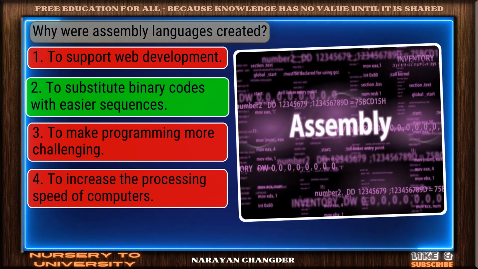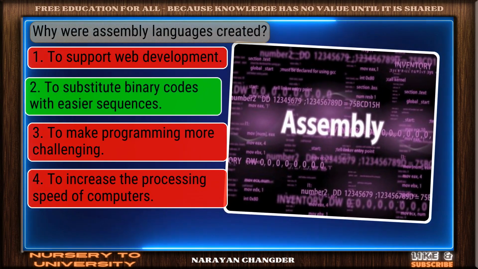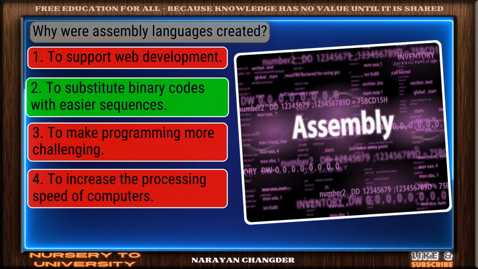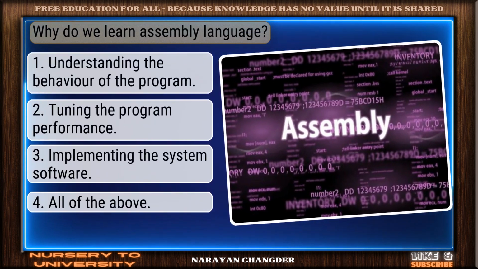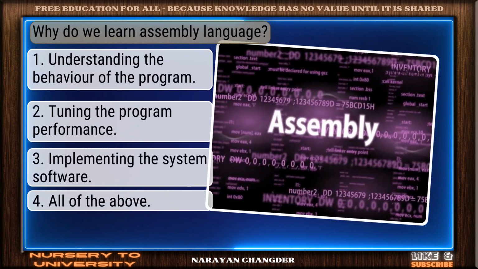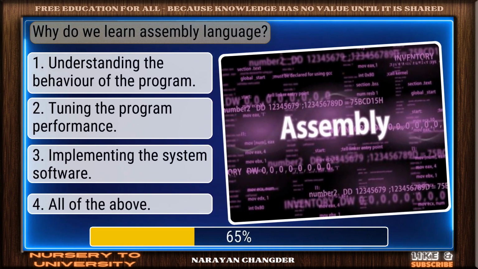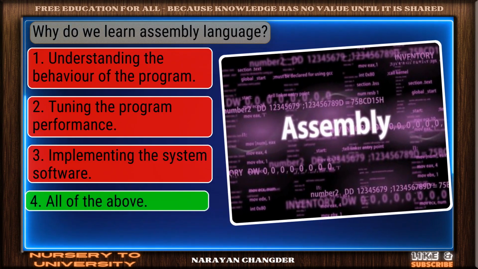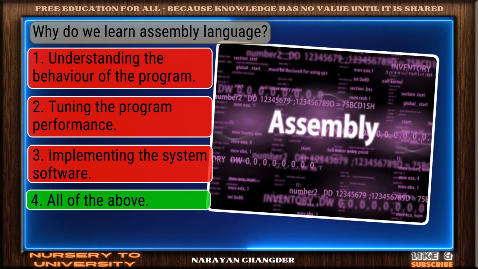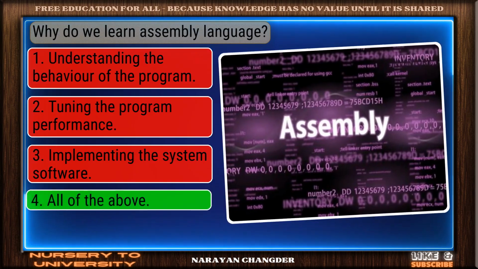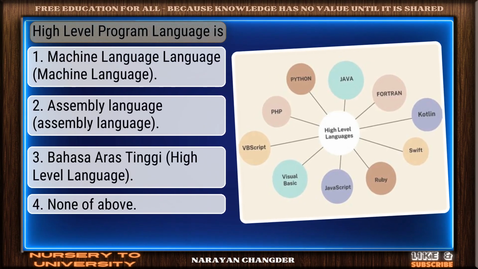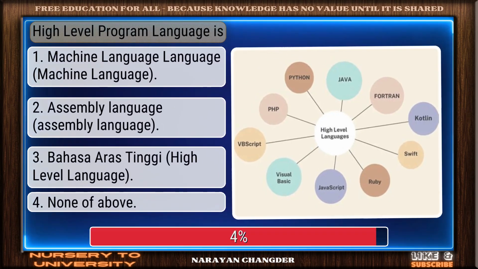Bravo. To substitute binary codes with easier sequences is the answer. Question number 72. Why do we learn assembly language? Excellent. All of the above is a brilliant choice. Question number 73. High-level program languages.